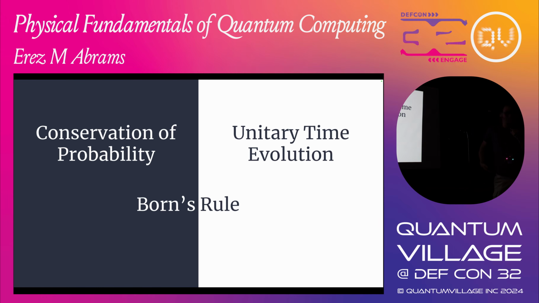Okay, so to begin, we're going to see how, like I said, conservation of probability through Born's rule implies unitary time evolution. And also, what in the world is unitary time evolution?